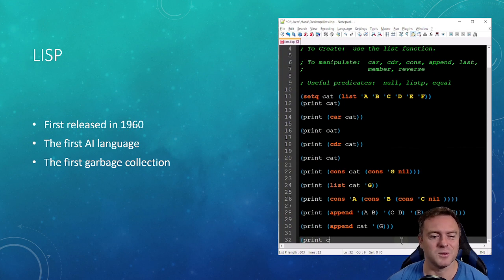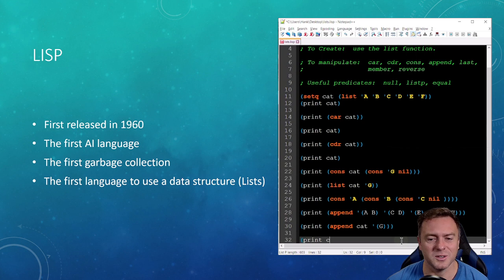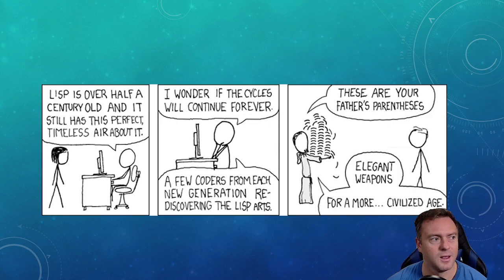Most modern languages do that now. It was the first language to use data structures, which was the list that we've covered before. It also allows you to express lists really powerfully, so there was a whole heap of stuff that you could do behind the scenes.